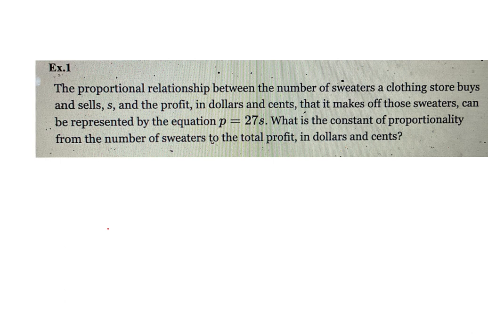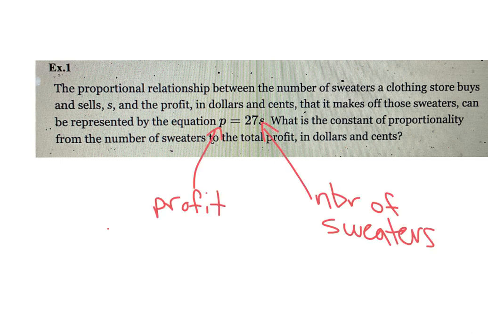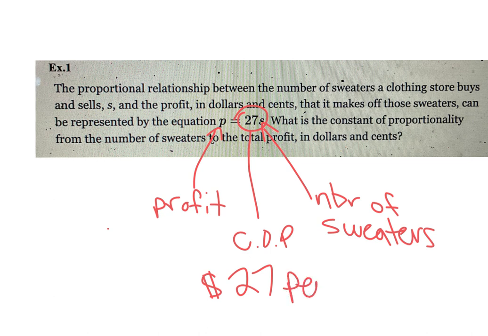So in the story, they tell you that P stands for profit. They also tell you that S stands for the number of sweaters. And in an equation, your constant of proportionality is always going to be on that side, in that spot of your equation. So your constant of proportionality is 27. And that's the profit in dollars per sweater.